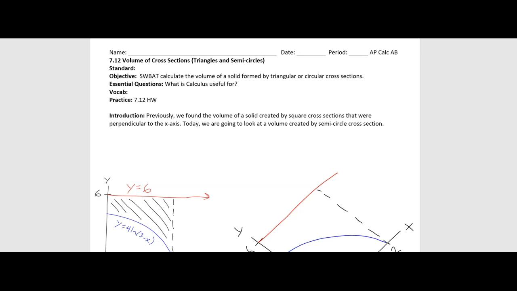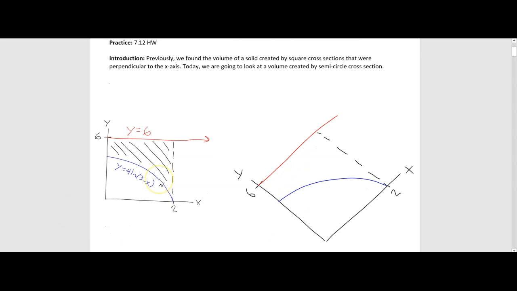Today we're going to look at finding the volume of solids formed by cross-sections that are semicircles. In our last lesson we looked at cross-sections that were squares or rectangles. Today we're going to look at semicircles. In our next video we're going to look at probably the toughest type of cross-section to deal with, the triangle. And that's just because there's a couple different triangles we can have.